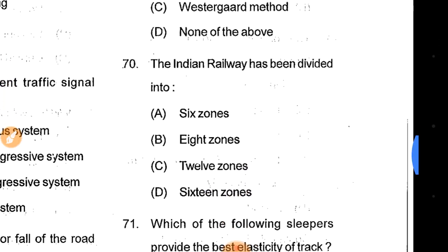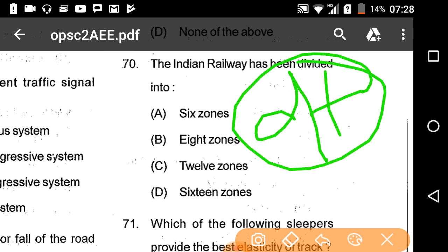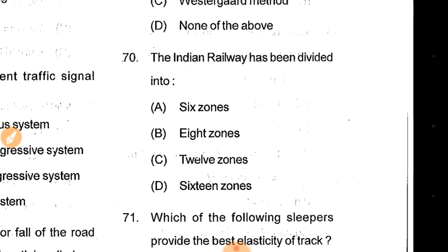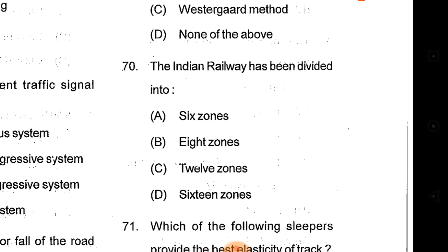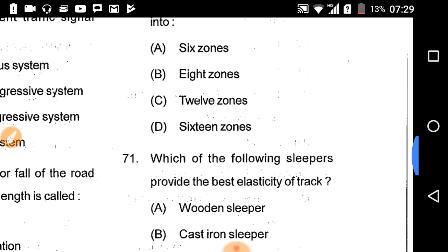The Indian Railways has been divided into 6 zones, 8 zones, 12 zones, 16 zones. This is my doubt, I don't actually know the answer. If you know it, please comment which option will be the correct one. Question number 70 is your work. I don't know. Okay, question number 71.